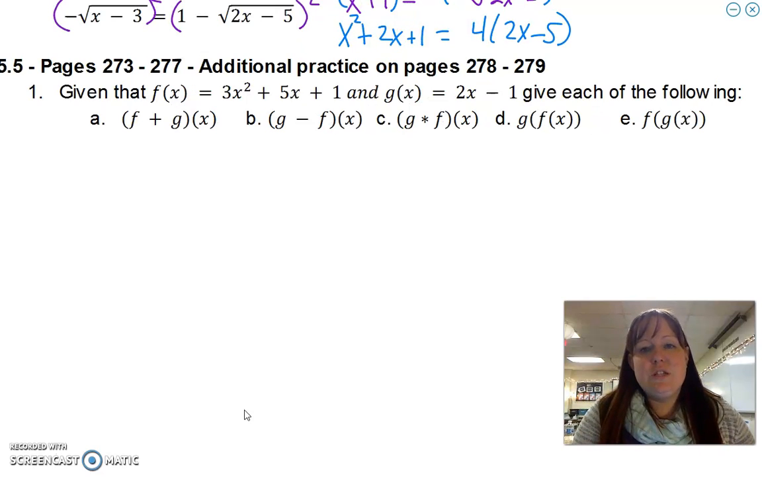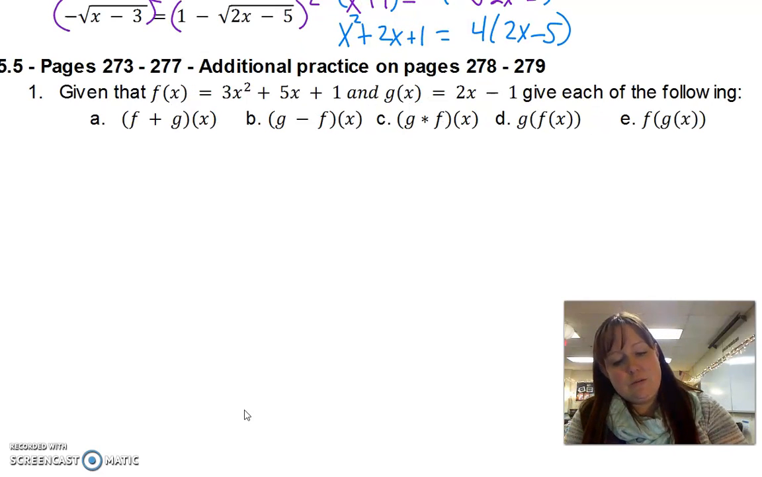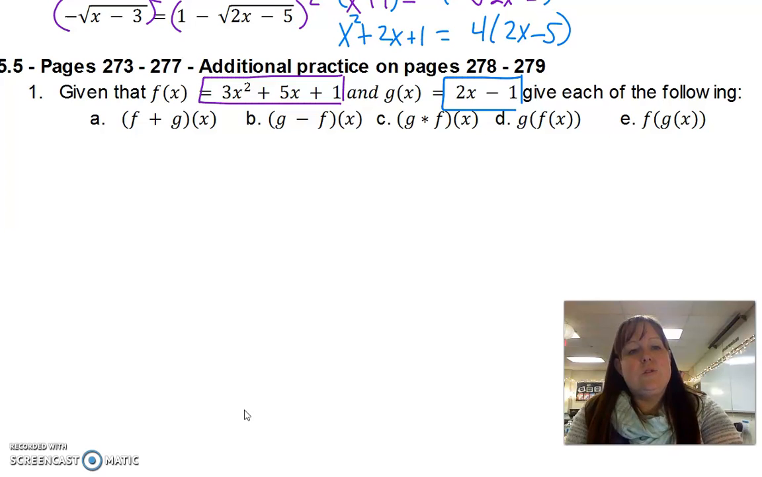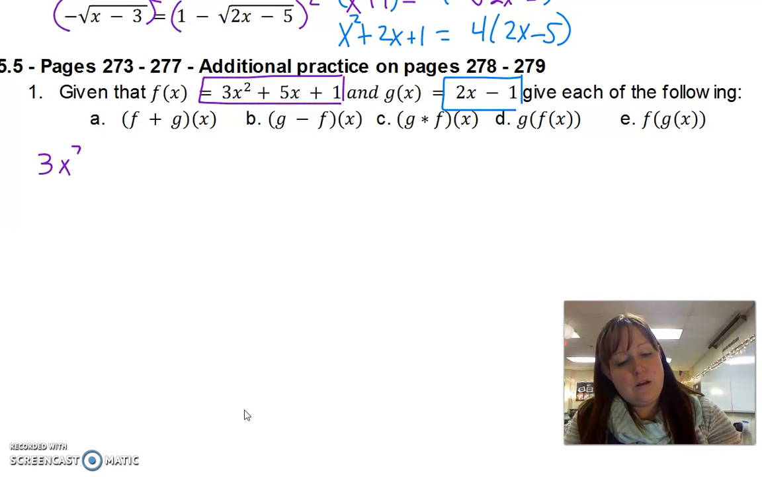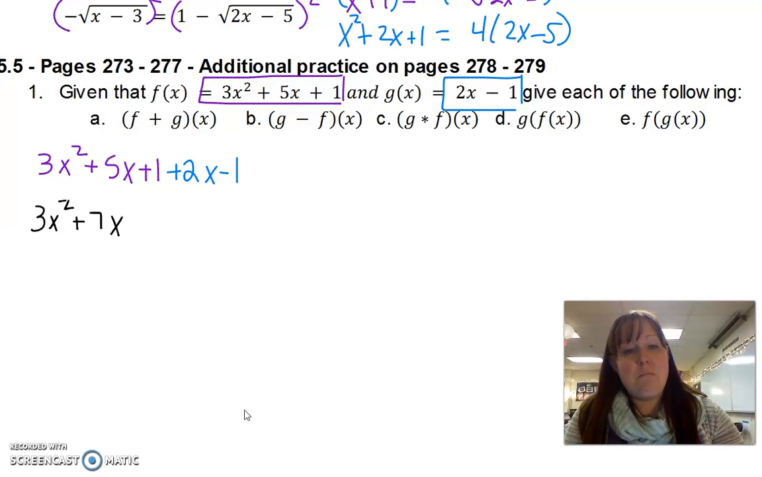So first we have these 2 functions here, f of x and g of x. So I'm just going to highlight these in certain colors so we can kind of think about this. Okay, so the first thing we have is f plus g of x, which just means add f of x to g of x. So we're going to have 3x squared plus 5x plus 1 plus 2x minus 1. So then we combine things that are the same. So we have 3x squared plus 7x plus 1 minus 1 is 0.